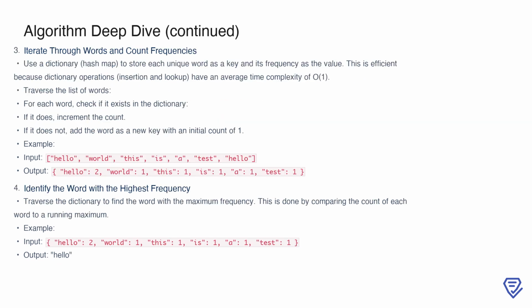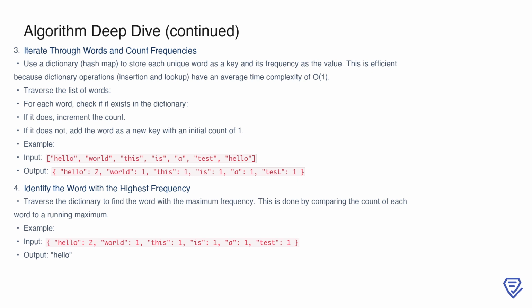Once we have the list of words, the next step is to count how many times each word appears. To do this, we use a dictionary, which is an efficient data structure for storing key-value pairs. Each word in the list becomes a key, and its frequency becomes the value. As we traverse the list, we check if the word is already in the dictionary. If it is, we increment its count; if not, we add it to the dictionary with an initial count of 1. For example, given the list hello, world, this, is, a, test, hello, the resulting dictionary would be hello: 2, world: 1, this: 1, is: 1, a: 1, test: 1.